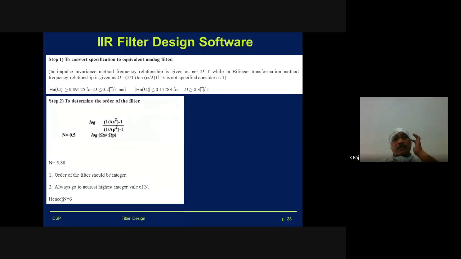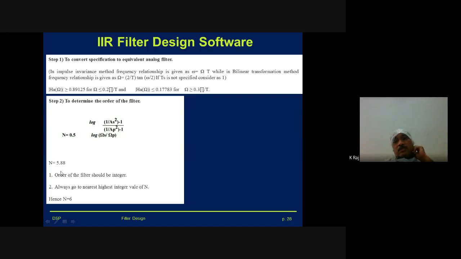Again, after defining the frequency in the analog domain, the next step is to determine the order of the filter. And how will the order of the filter be determined? We have discussed that in order to get the order of the filter, we will utilize the values of the attenuation in the pass band, attenuation in the stop band, pass band edge frequency, and stop band edge frequency. Using this formula, log of (1 upon A_s square minus 1) divided by (1 upon A_p square minus 1), and its total divided by log omega s by omega p, if we put in all the values, we find that n is equal to 5.88.